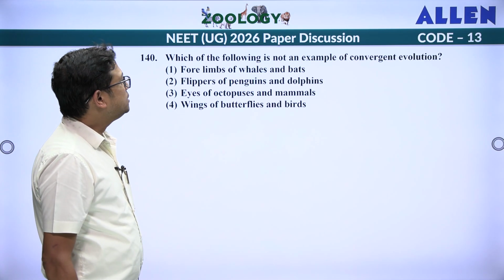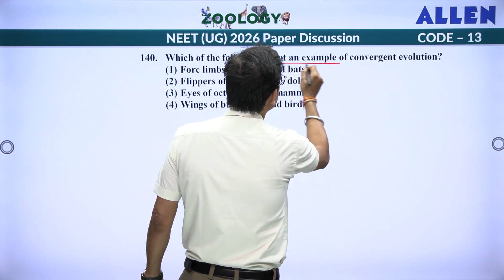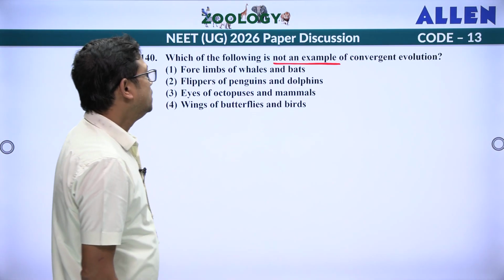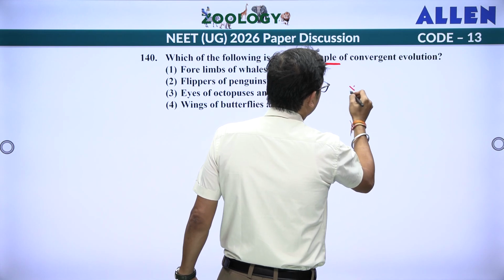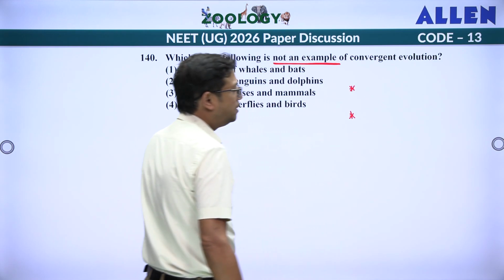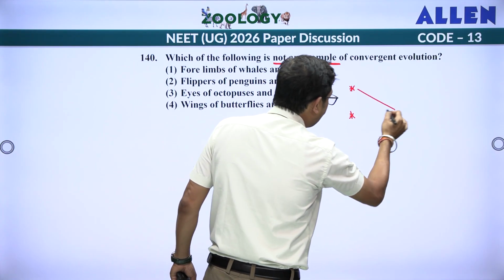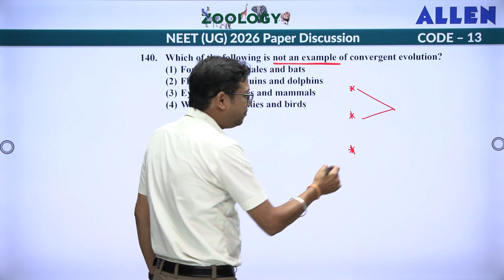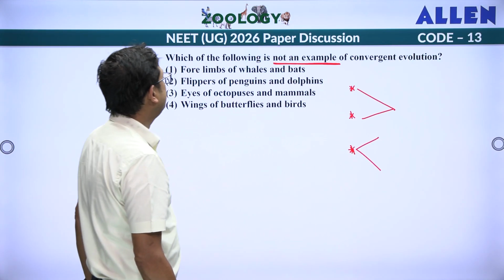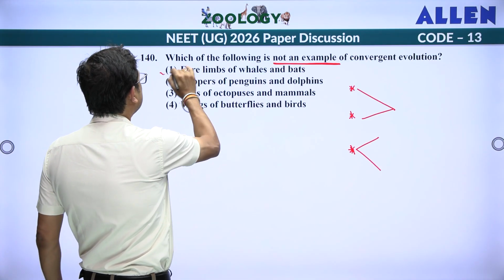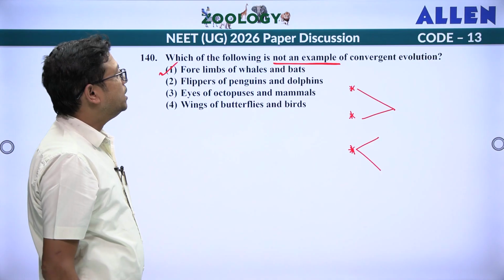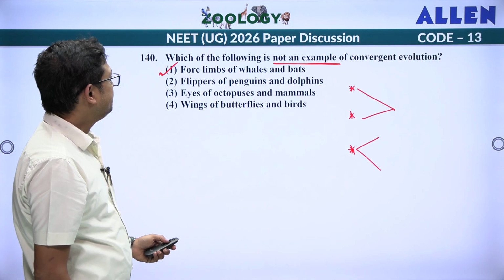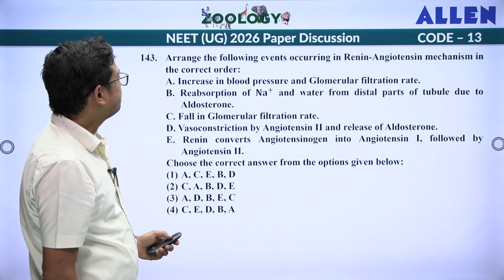Next, which of the following is not an example of convergent evolution? That means, which of the following is an example of divergent evolution? So, convergent evolution is what? Origin is different, function is same, right? Whereas divergent, embryonic origin is same, but function is different. So, here it will be first one. So, first one is an example of what? Divergent evolution. Forelimb of whale and bat, because both are mammals. Okay.